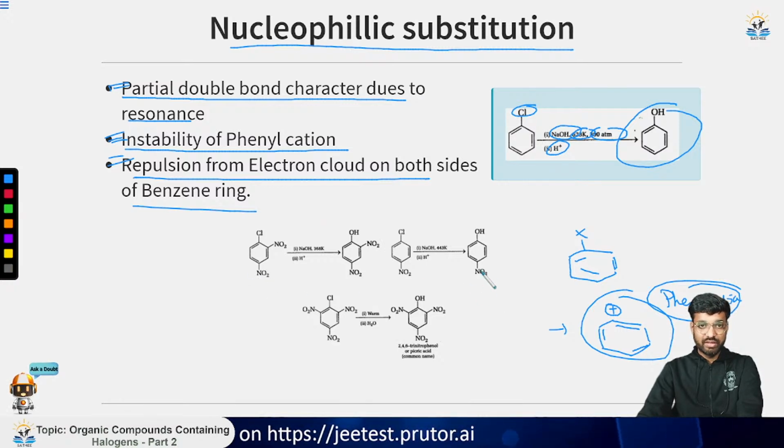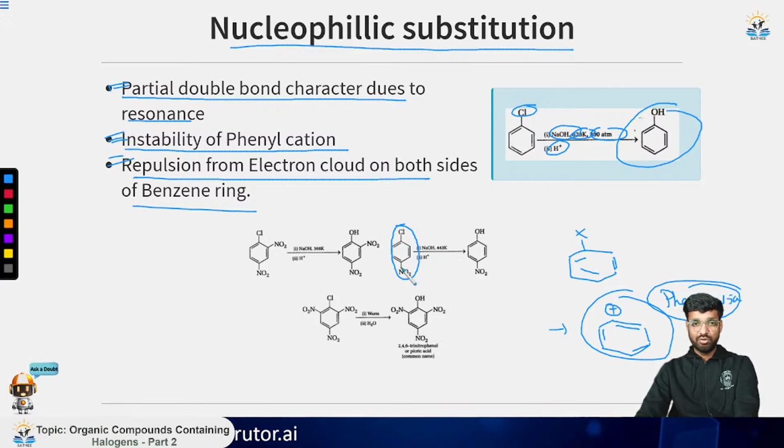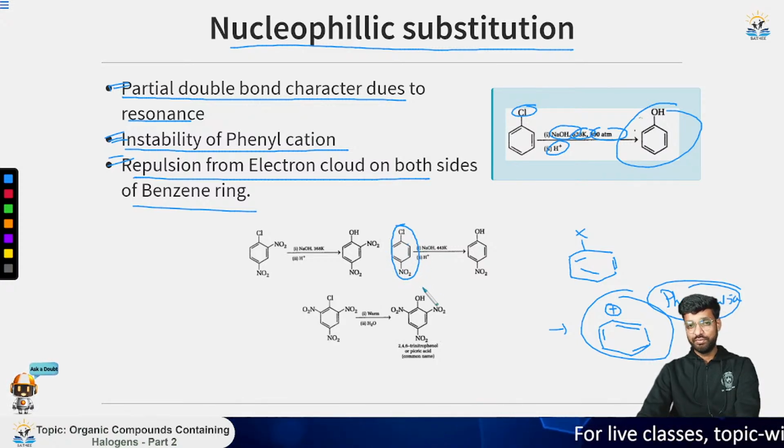So I have given some examples. First, this is the example where we are introducing one NO2 group. Now this NO2 group, this is the meta position for this, or you can say all our benzene ring is deactivated due to this NO2. Sorry, this is the ortho, this is the para, this is the ortho, meta, and para.